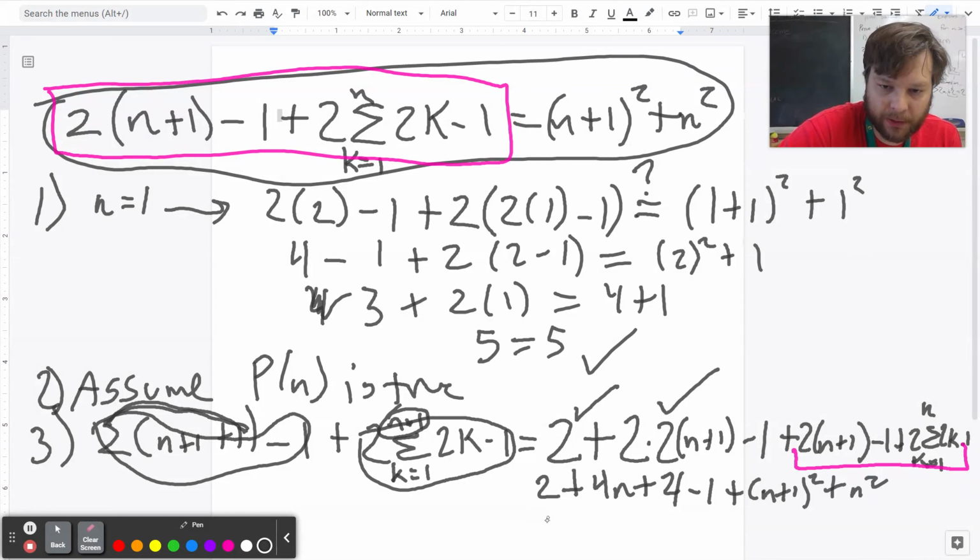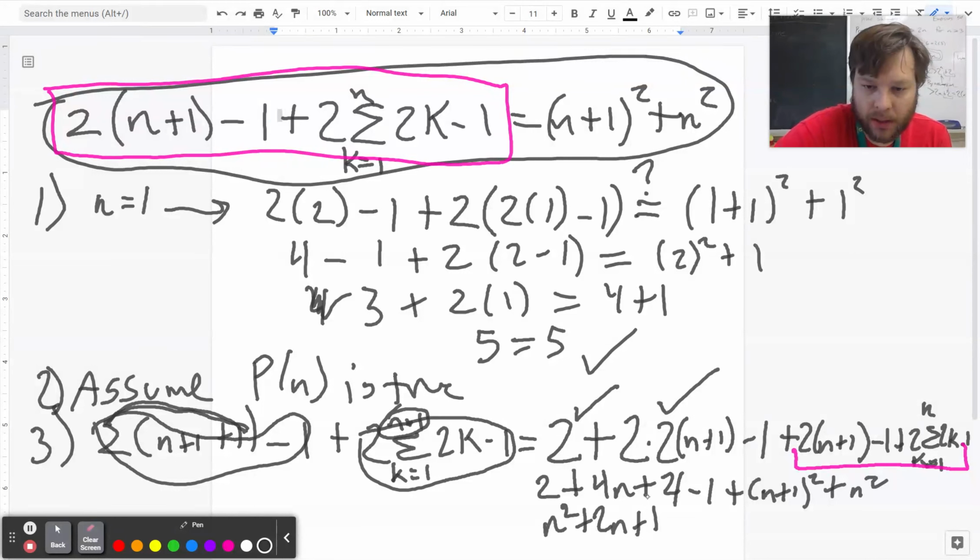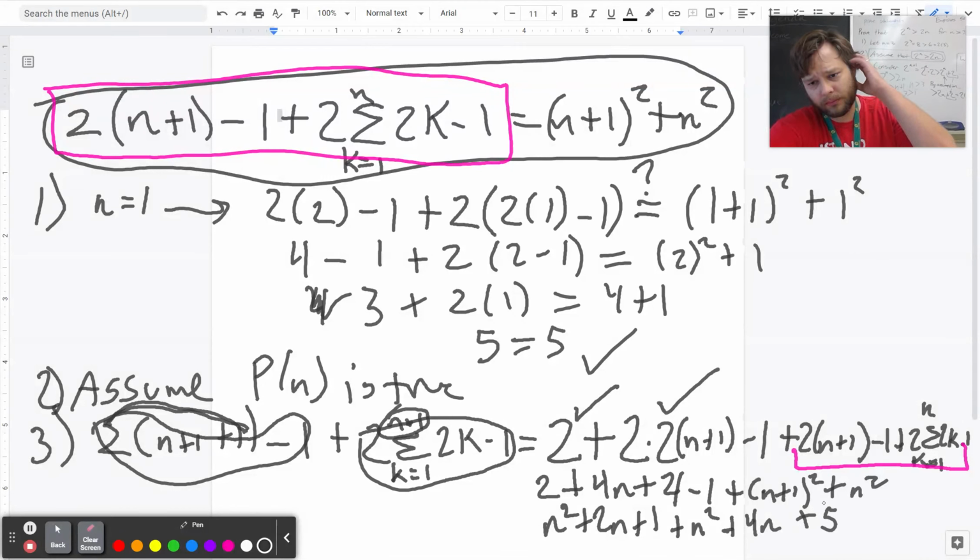So n plus 1 squared, I'm going to put that in the front. That becomes n squared plus 2n plus 1. Then I have another n squared. Then I have a 4n. And then I have 2 plus 4 minus 1 plus 5. And what I want to prove is that that becomes n plus 2 squared plus n plus 1 squared. I think I may be 1 off.